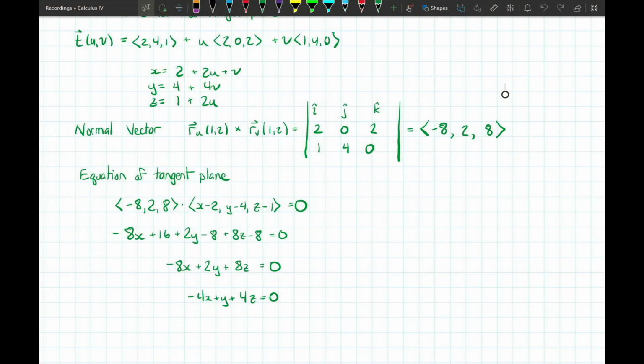Okay, now that we've got that behind us, what can we do with this tangent plane? Well, we can start using that in order to find surface area. So let's see how we can put that into practice and get the area of some of these parametric surfaces.